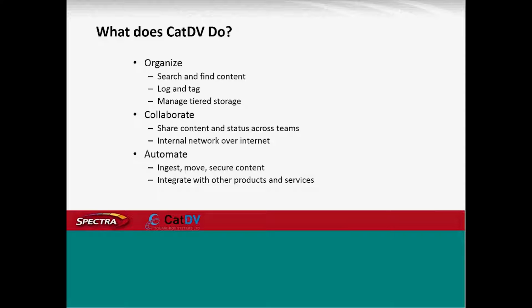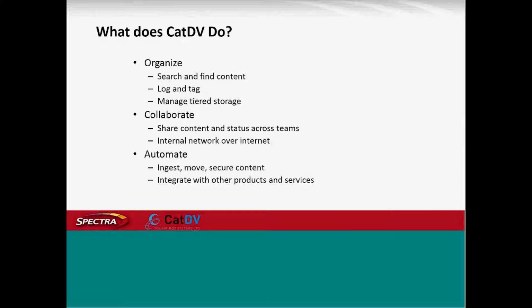So what does CatDV do to actually help tackle those challenges? Three key things: organize, collaborate, and automate. Still fairly generic, so let's talk about those in a tiny bit more detail. So we help folks to get organized, searching, and probably more important, finding content so that it can be reused or shared with the right folks at the right time in the right place.